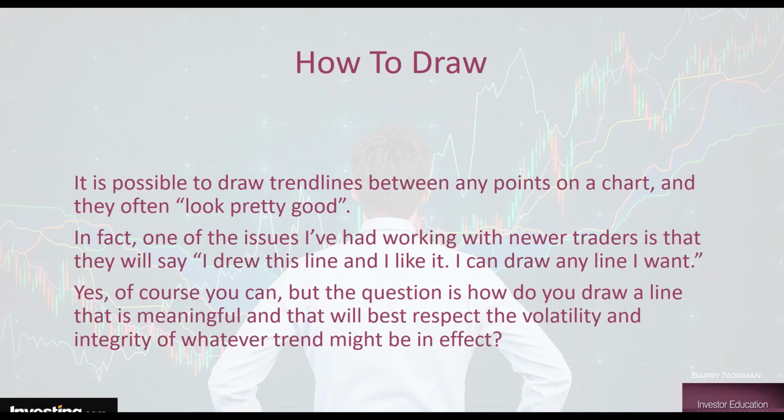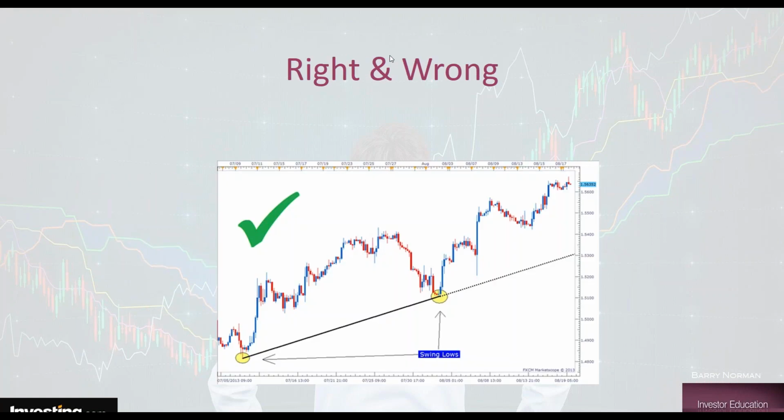Now, it's possible to draw trend lines between any points on a chart, and they often look pretty good. In fact, one of the issues I've had working with newer traders is that they will say to me, I drew this line and I like it. I can draw a line. I can draw any line I want. Yes, of course you can, but the question, and this is what's ultimately important, is how you draw your line, that is, how do you draw a line that is meaningful, that will respect the volatility and the integrity of whatever the trend might be in effect.